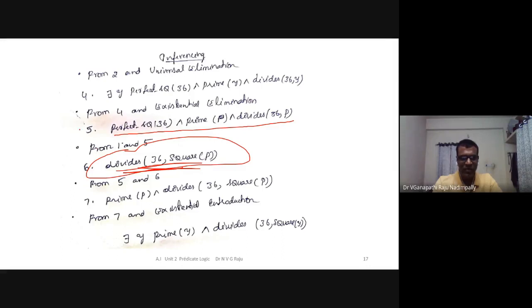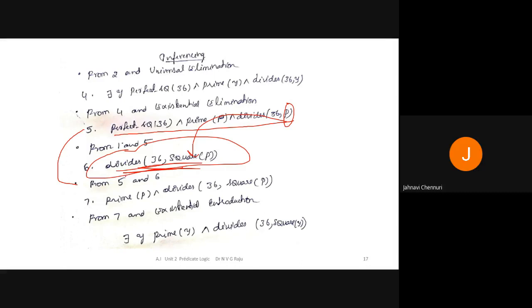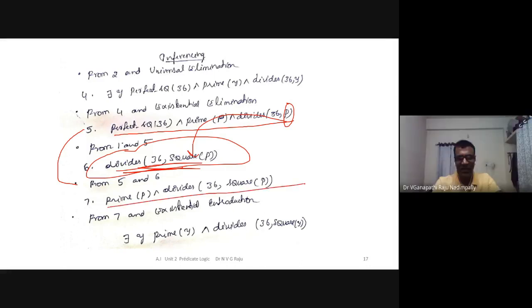Now, after this, write this next note. From statements 5 and 6, we can infer that wherever p is there, can I replace with a square of p? Can I replace? Yes, sir, we can replace. Yes. Now, if it is okay, please wait a minute.